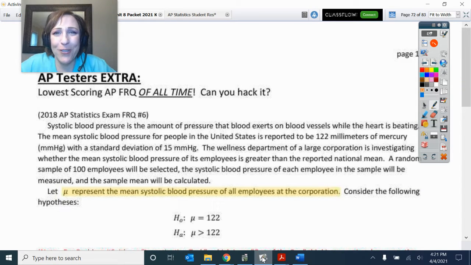All right, here we go. The lowest scoring AP FRQ of all times had to do with errors and power. So let's take a look at it.